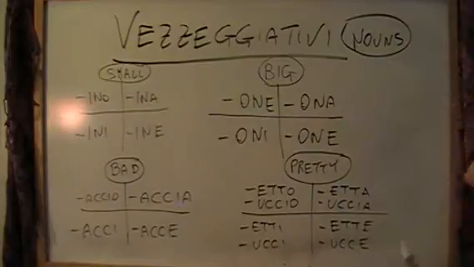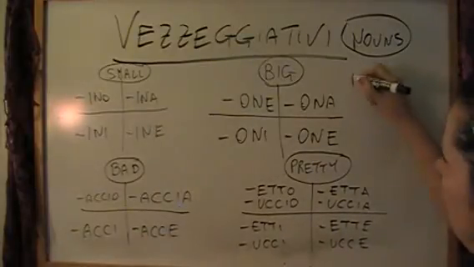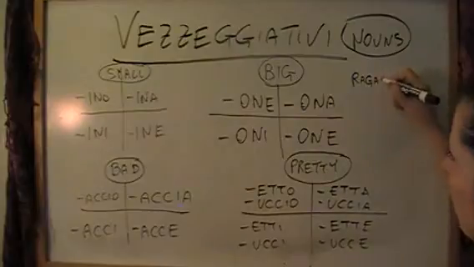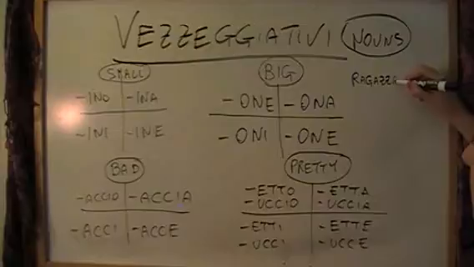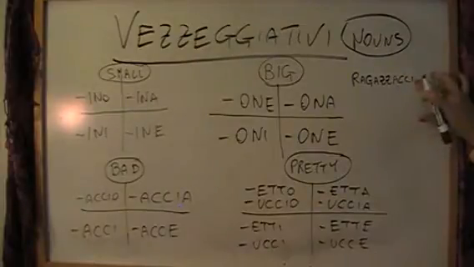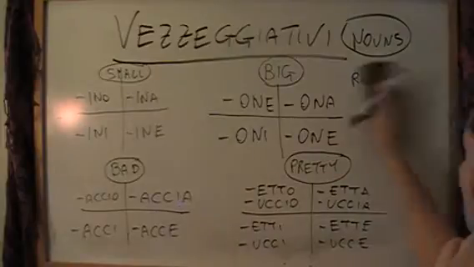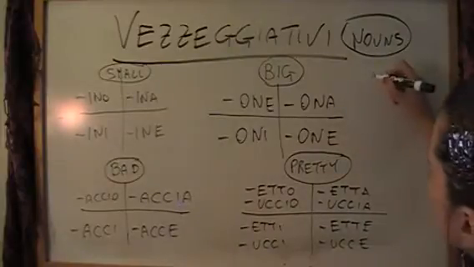Also, let's say bad boy, ragazzo, ragazzo is a boy. Bad boy is ragazzaccio or ragazzaccia or ragazzacci or ragazzacce. What about cane? Cane is an exception.